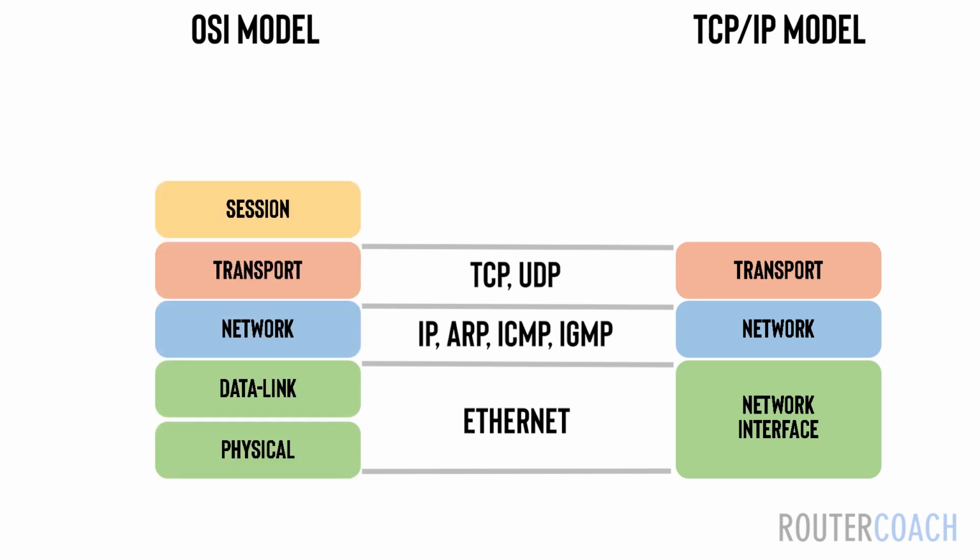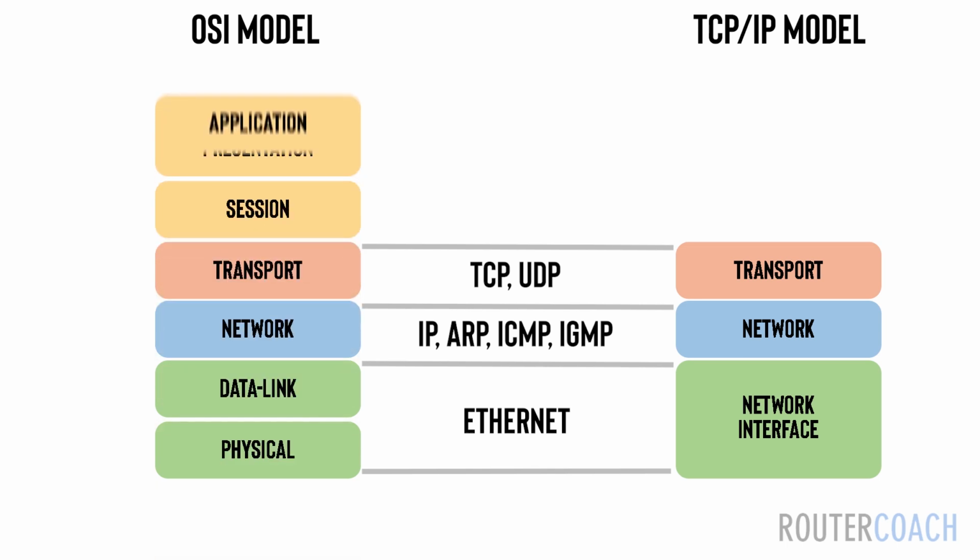5. Session layer. This layer manages the communication sessions between two end systems. It sets up, maintains, and terminates sessions. 6. Presentation layer. This layer is responsible for data translation, encryption, and compression. It prepares data for application layer consumption.